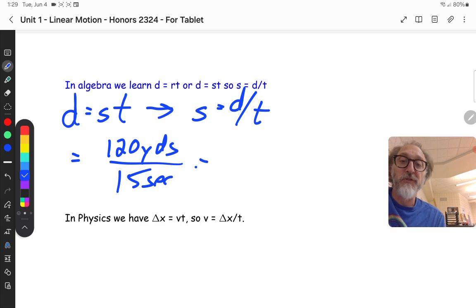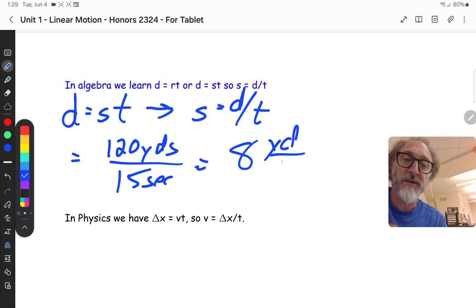So that means that the speed that he ran at is 120 divided by 15, which is, what is that, 8? That is, in fact, 8. Yeah, so that's 8 yards per second, right? Now, to be clear, that's the speed that he ran.